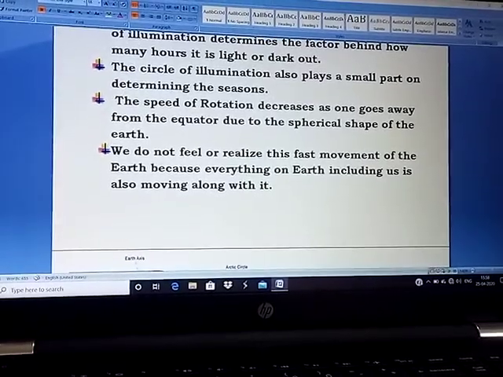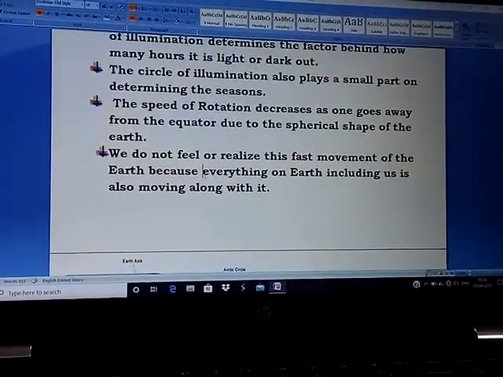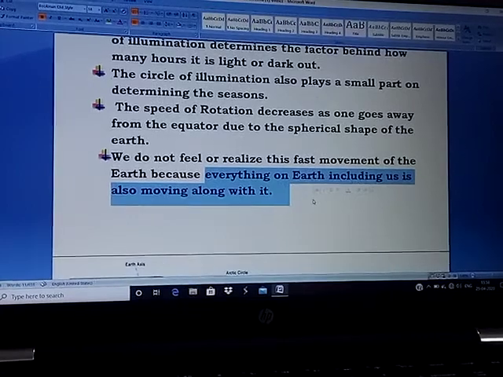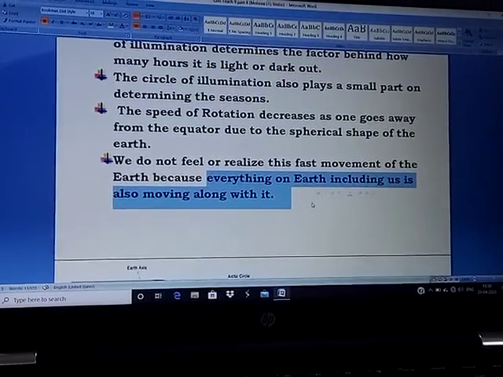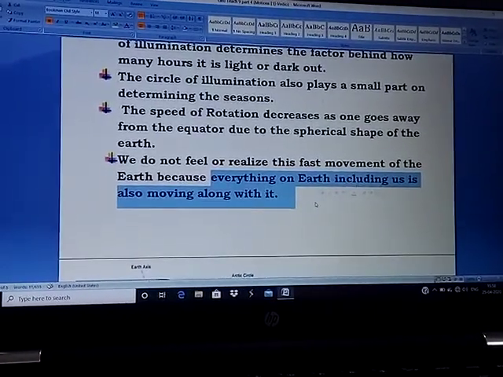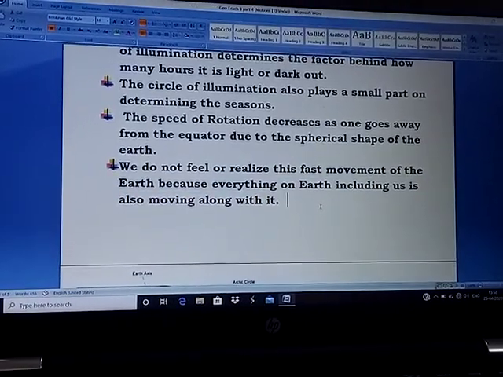Why? It is all because everything on earth, including ourselves, is moving along with it. So therefore the speed of the earth is also along with us.